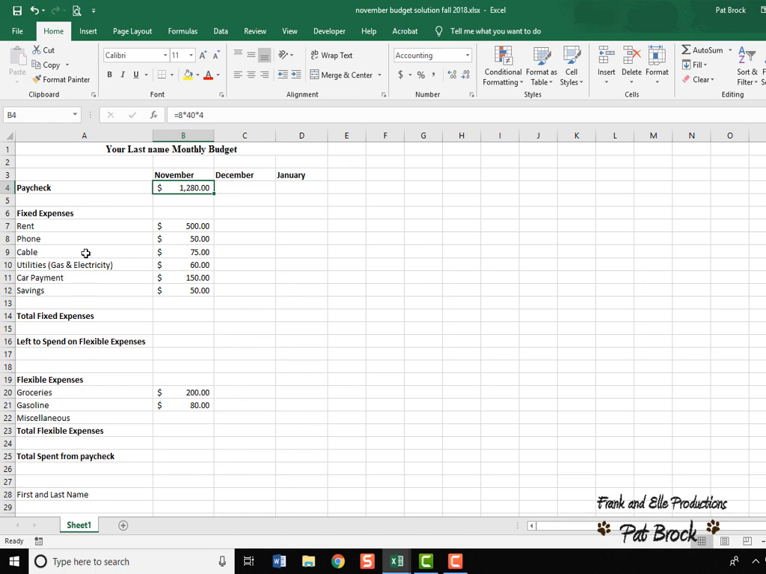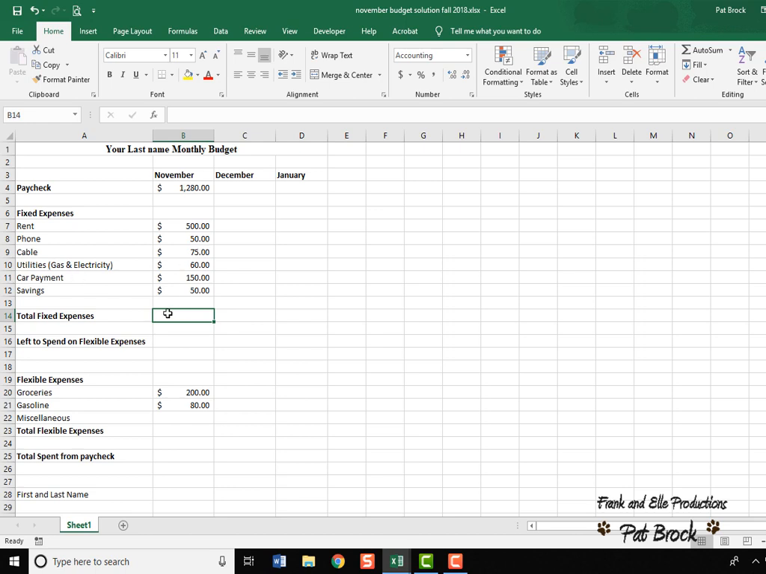Fixed expenses. You have two kinds of expenses, fixed and flexible. Fixed expenses are those expenses that, if you don't pay them, they will take them away or turn them off. If you don't make your rent payment, you get evicted. If you don't pay your cable bill or your phone bill, they'll turn it off. If you don't make your car payment, they'll take it away. These are items that you have every single month, and they're relatively the same amount of money. Examples of fixed expenses would be rent, phone, cable, utilities, your car payment, and savings.